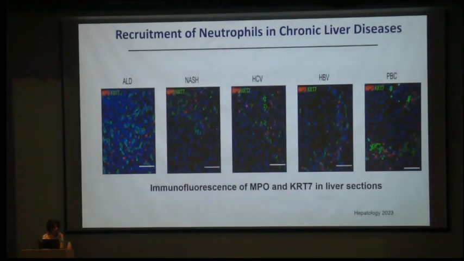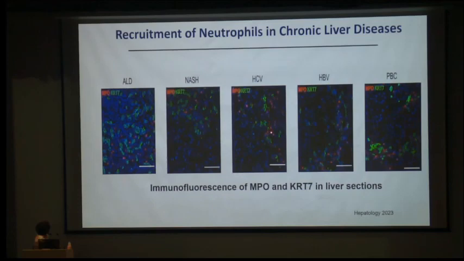Recently, people have shown, in a Hepatology 2023 paper, a large study of almost 197 patients. They took ALD, NASH, HCV, HBV, and PBC. MPO, the marker of neutrophils, is in red, and cytokeratin 7 is in green. In alcoholic liver disease, they found proliferation and high MPO. In NASH, it was very low.